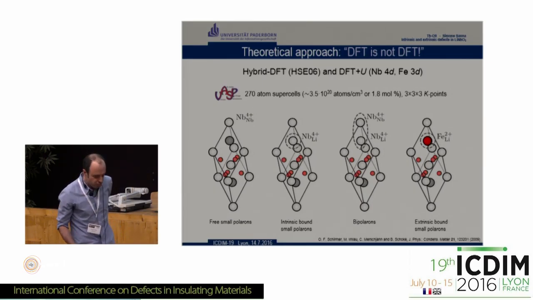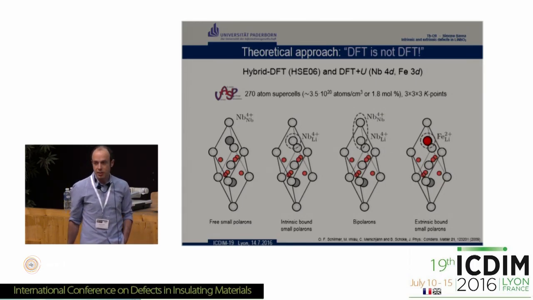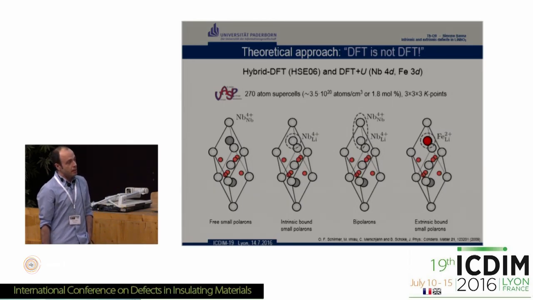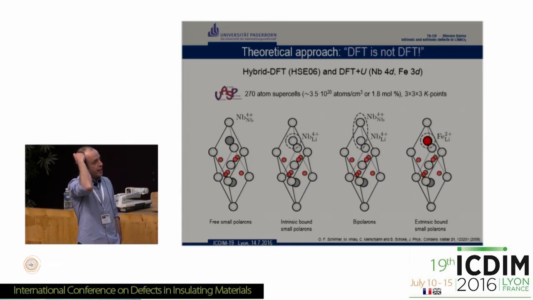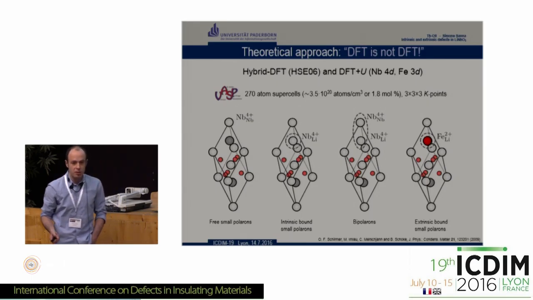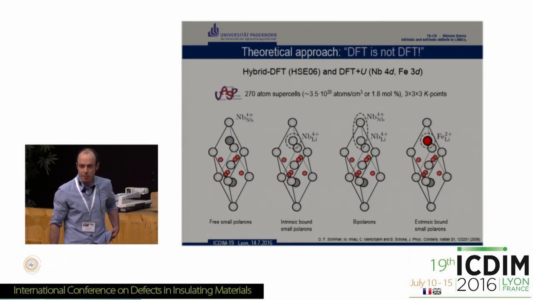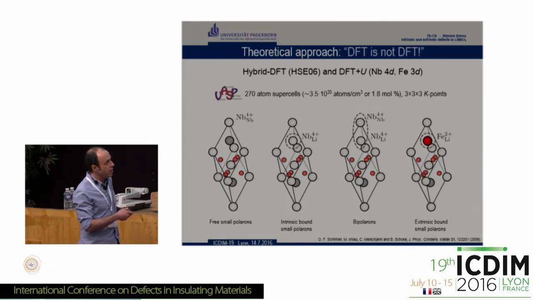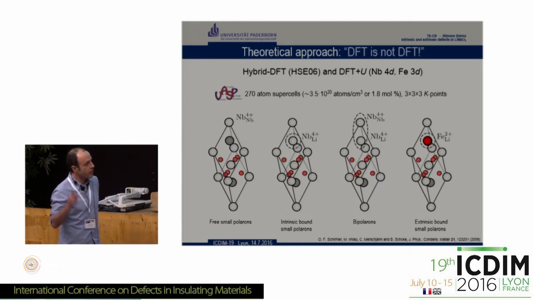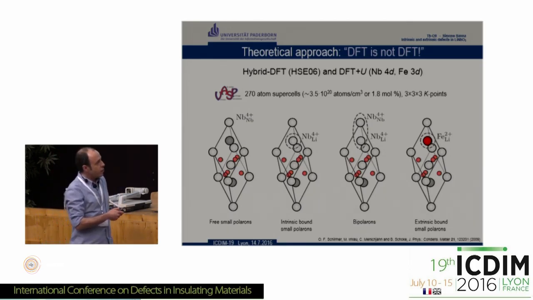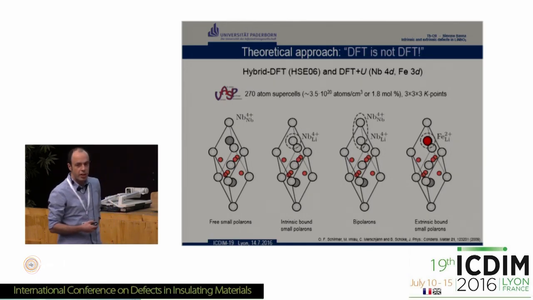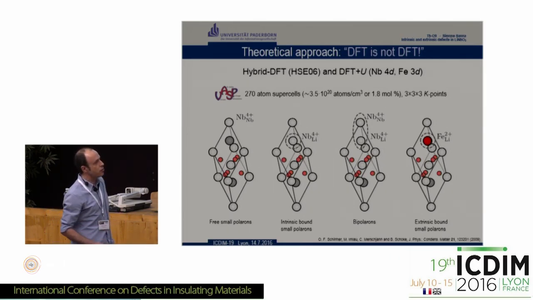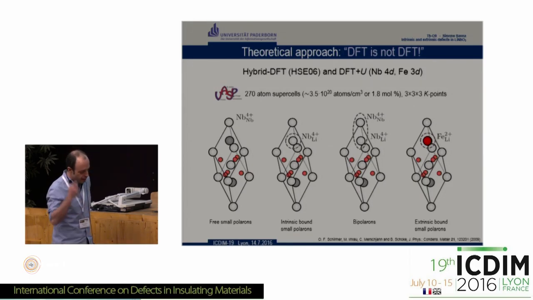I use DFT, but as Professor Evarestov said, DFT is not DFT, which means you have to specify which kind of DFT you are using. I use hybrid functionals, HSE06, which is a variation of the PBE0, which has been used in previous talks. Most of the results I'm going to present today are calculated by DFT plus U, which has been explained by Professor Watson on Monday, so I will not spend many words on that, applying a plus U correction on niobium and iron.